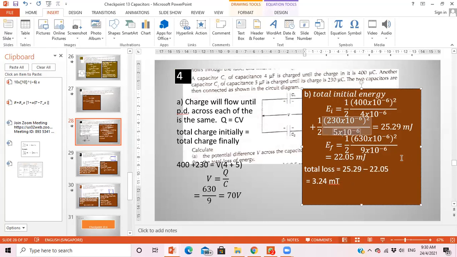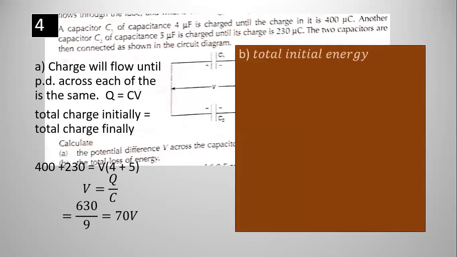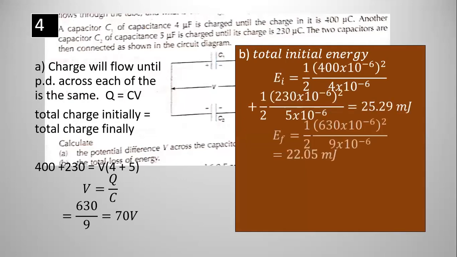And after that, calculate the final one. Right, that's the initial one. Right, final one, look at the Q. Final Q is still the same. You just add the two together. The final charge is still the same. It cannot disappear. That's the final charge. And 10 to the power minus 6, convert it to SI unit, Q squared. So you plus it.